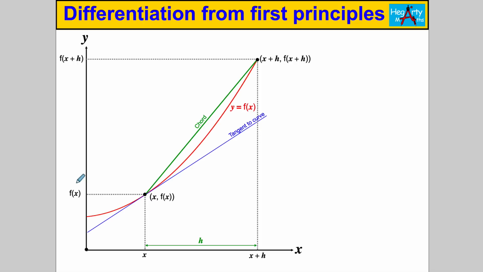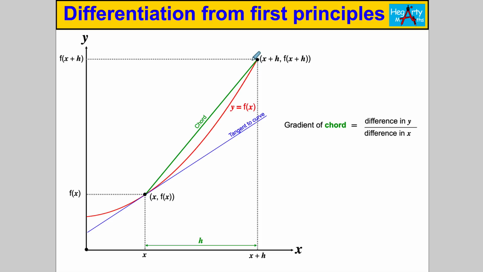Now, why are we doing that? Well, if we were to draw a chord between those two points, we can work out the gradient of that chord because we know this coordinate and this coordinate. You may think to yourself, so what? Big deal. We're trying to work out the gradient of the tangent to the curve. Well, you're right. Just bear with me for a second.